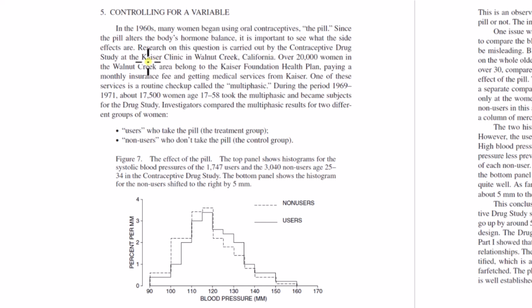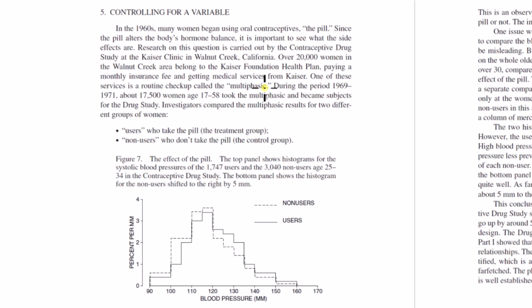So a study is carried out at this Kaiser Clinic in Walnut Creek, California. Over 20,000 women in this Walnut Creek area belong to this Kaiser Foundation health plan. So they pay a monthly insurance fee to get medical services from Kaiser. One of these services is a routine checkup called the multiphasic. And so what they did was women would come in for their routine checkup, this multiphasic, and they would find out, okay, each woman that comes in, do they take the pill or not?